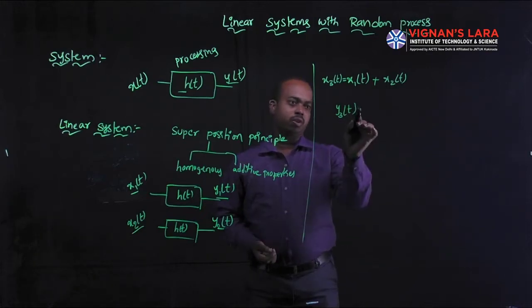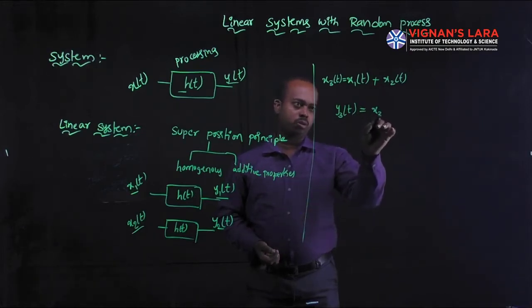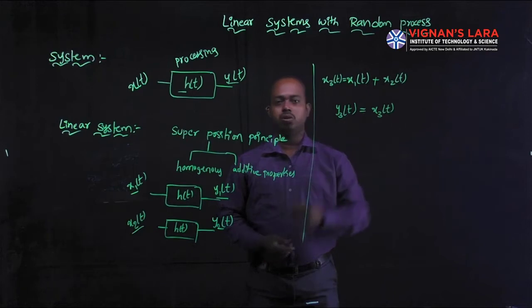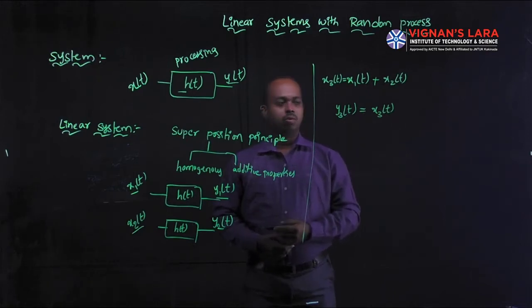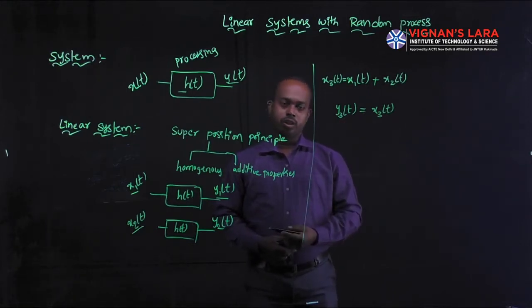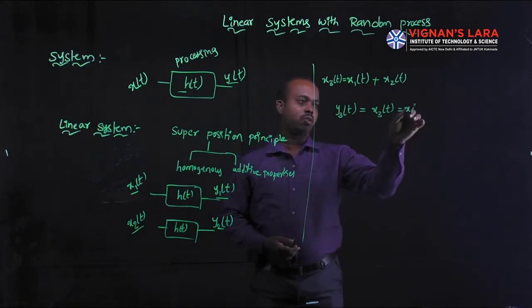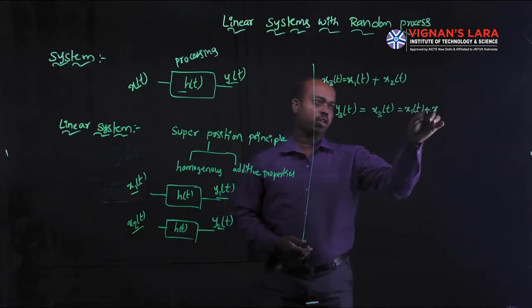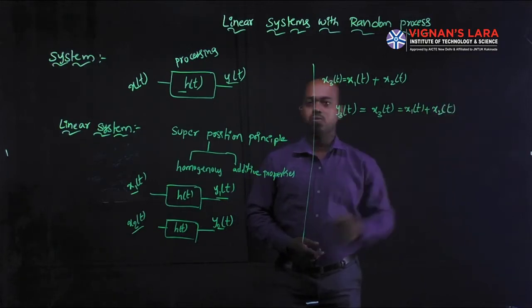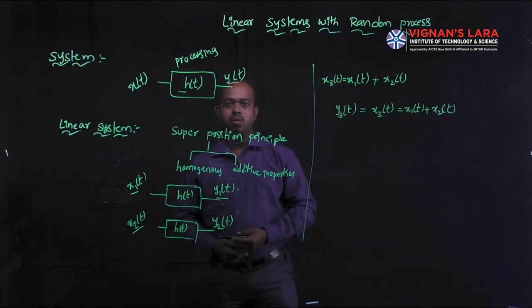The y3 of t is equal to the function of the input, the response being a function of the input. What is x3 of t? It is the summation of x1 of t plus x2 of t. This is the third step.